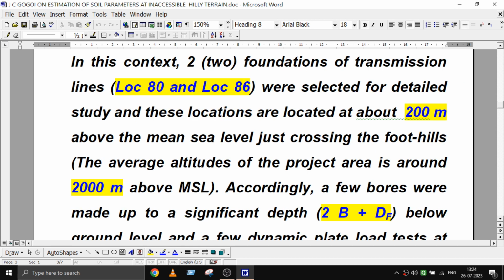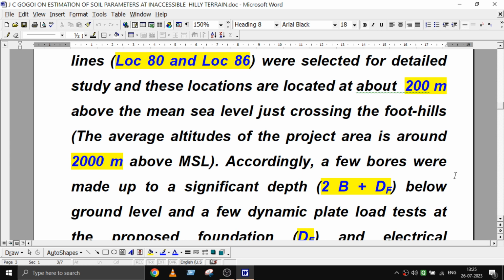And the investigation was conducted up to a depth of 2B plus DF, where DF is depth of foundation and B is the diameter. We are assuming 3 meter as width of the foundation, and depth of foundation we assume as 3 meter below existing ground level. So we went up to a depth of 10 meters, and in some places 12 meters, or less than 12 meters when rock was encountered.